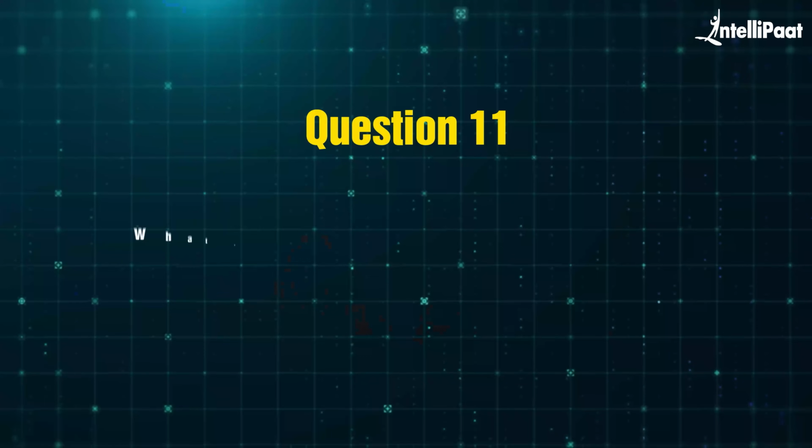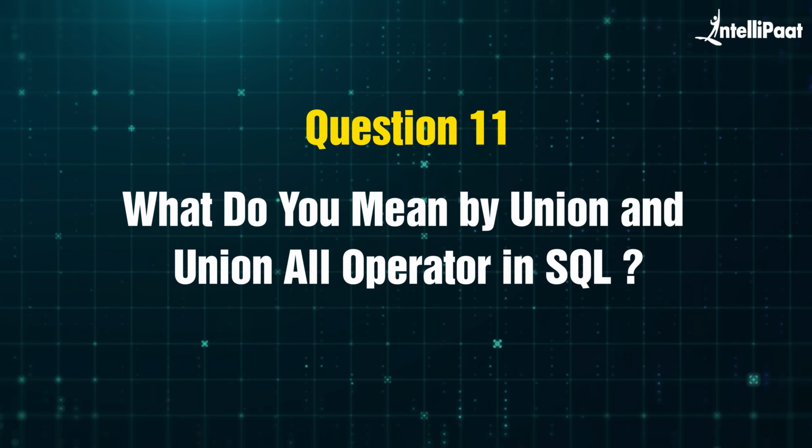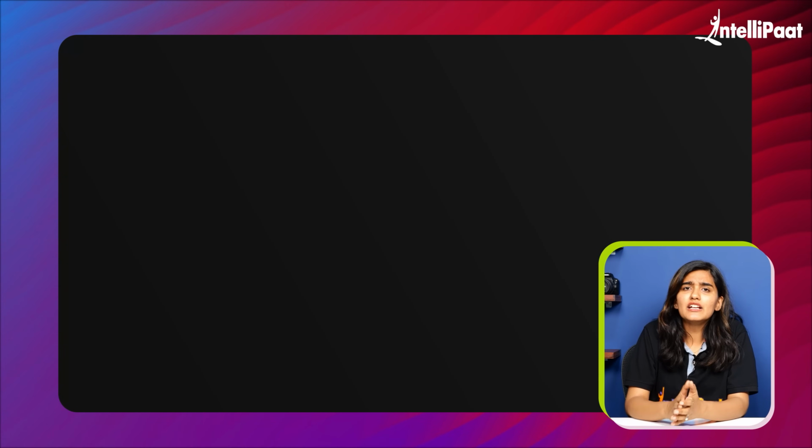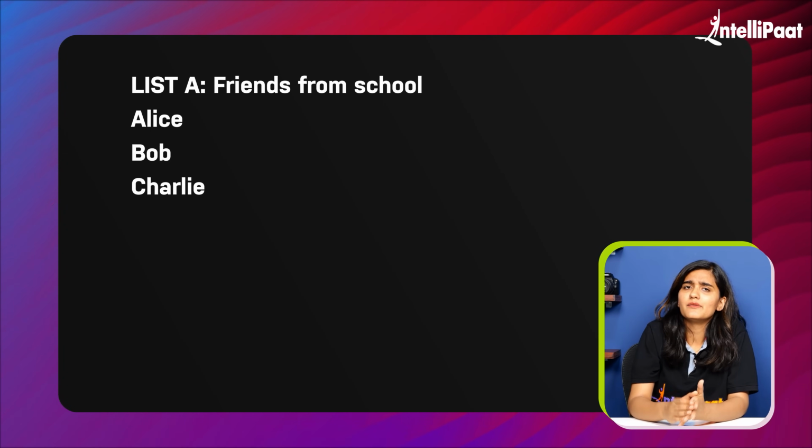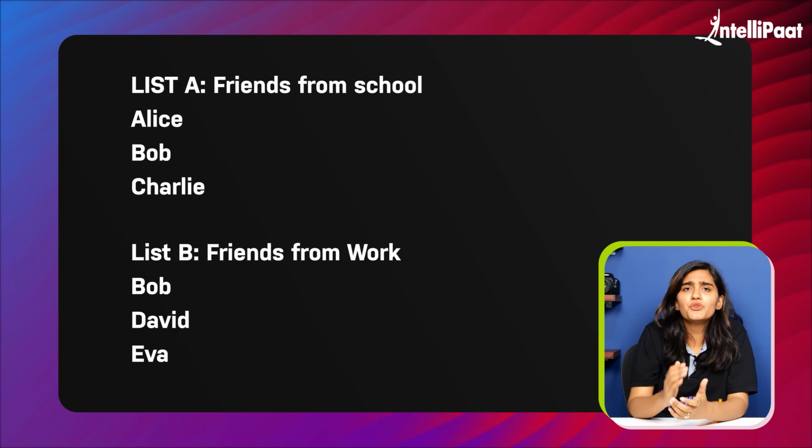Moving on with question number 11, which is: what do you mean by union and union all operator? Okay, so let's break down the union and union all operator in SQL in a way that is very easy to understand using a simple example. Think of an SQL database like your friend list from two places. List A consists of friends from school: Alice, Bob and Charlie. And list B has friends from work: Bob, David and Eva.